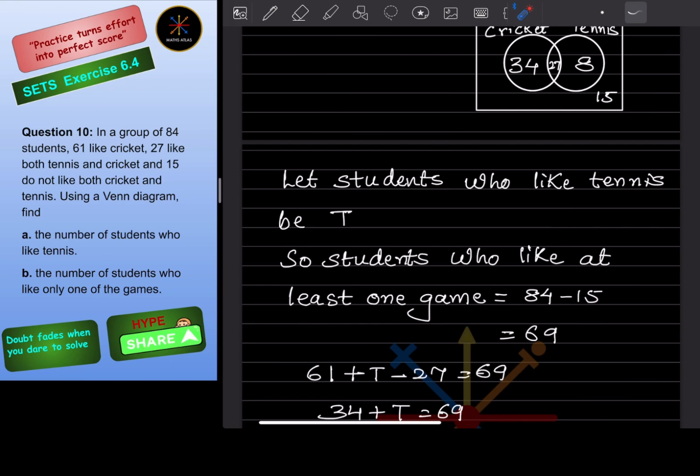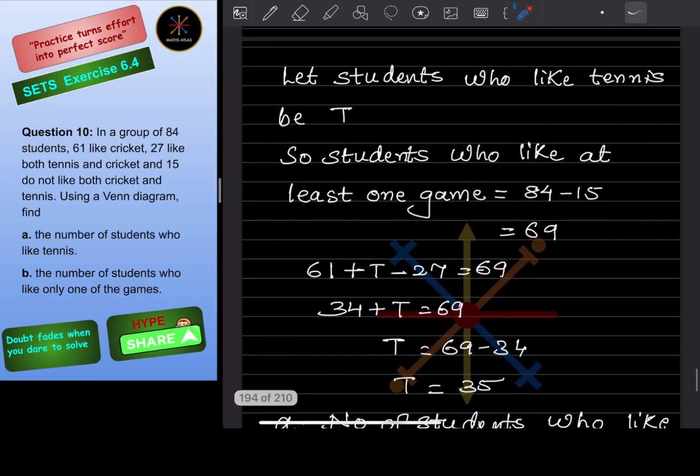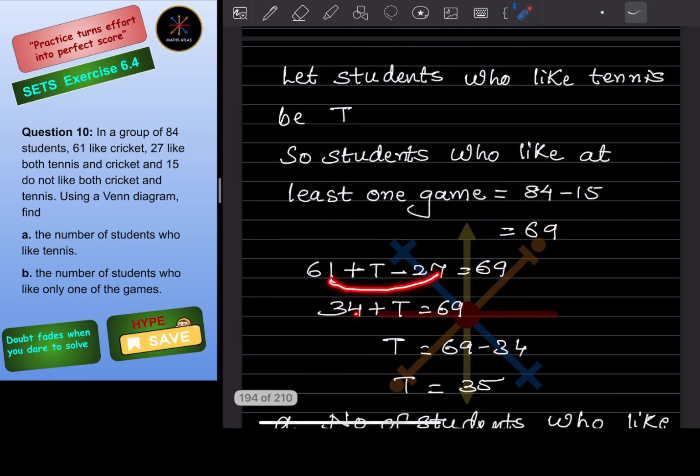So now we can see one thing, 61 plus T. Because cricket is 61, then tennis, and the intersection, whatever is there, you are going to subtract, and that is going to be 69. So this is the important equation. Now here 61 minus 27 plus T is 69. So T will be 69 minus 34. So T is going to be 35.